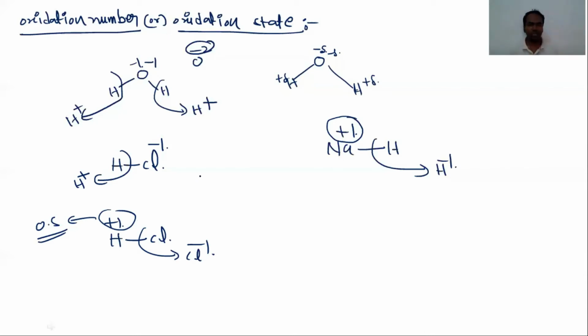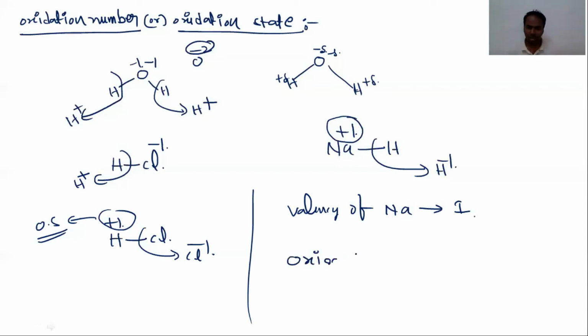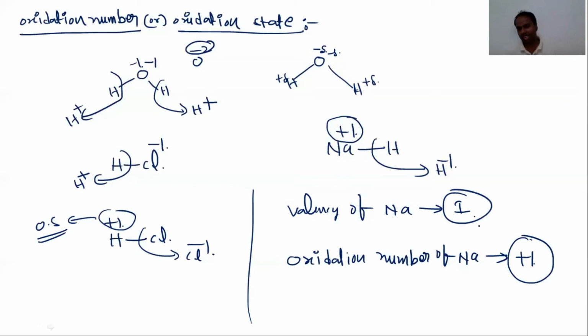There is a small difference between oxidation number and valency. For example, if anybody asks the question, what is the valency of sodium? The answer is 1. What is the oxidation number of sodium? +1. When you write the valency with the charge, that is called oxidation number. So this is valency and this is oxidation number. The difference is only the charge, the sign difference.